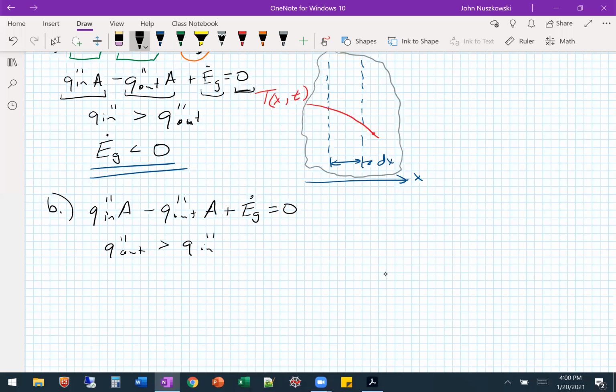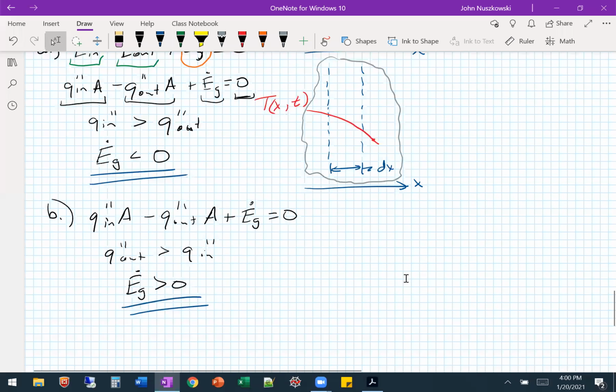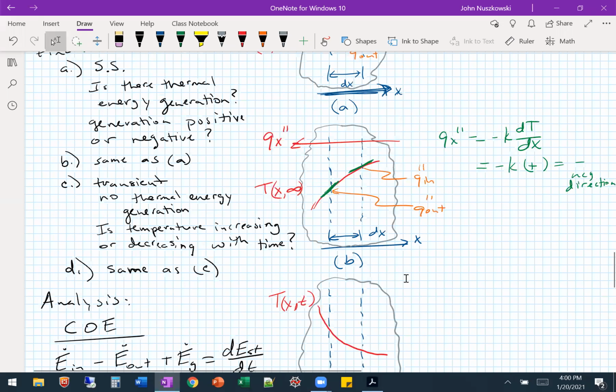Out is greater than in, which, what does that mean for energy generated? Positive. Yeah, so our energy generated is greater than 0 in this case. Again, if the slope was the same, if we just had a constant slope throughout that dx, we would have no energy generated, right? Because the heat flux in would be the same as the heat flux out through that solid.